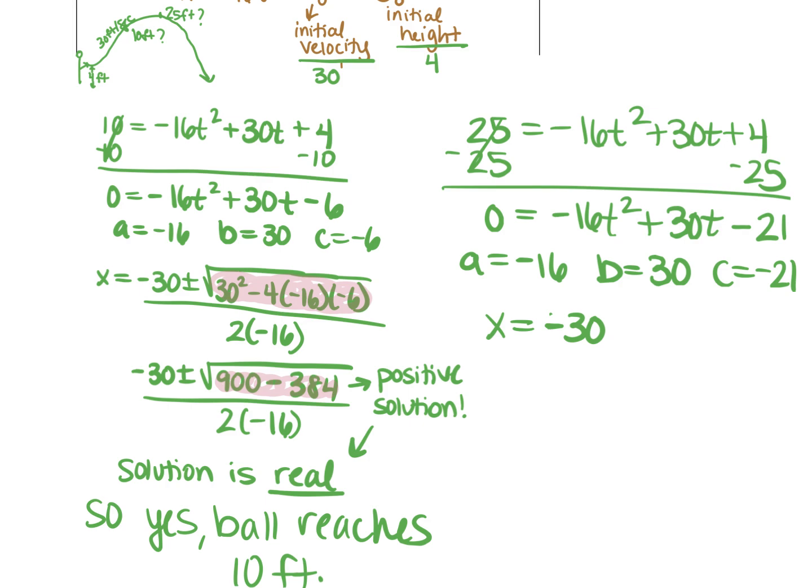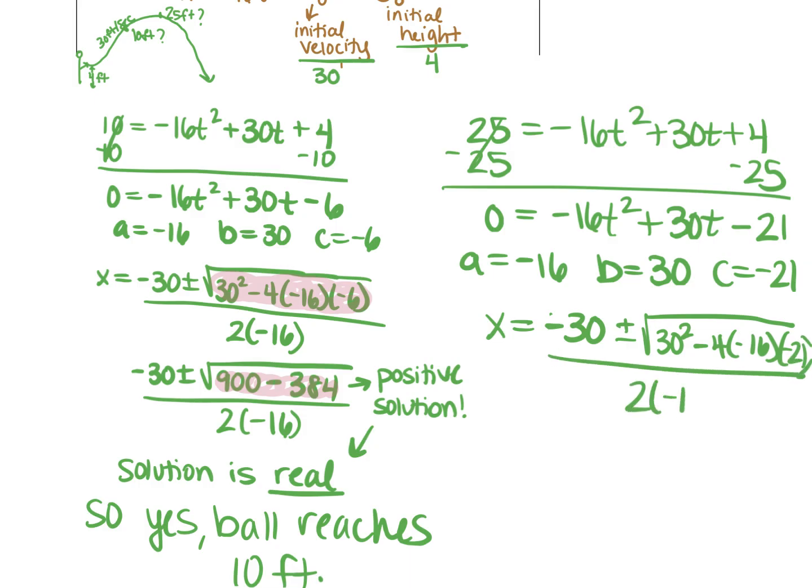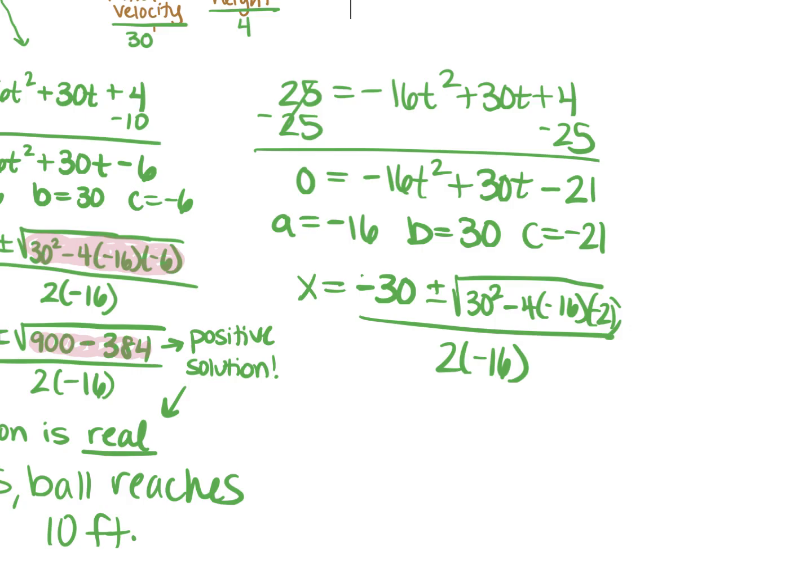So negative B plus or minus radical B squared minus 4AC all over 2A. All right, let's check that discriminant. Luke, what do we get? Okay, Luke, what is it? Negative 1344. So we got a negative discriminant.